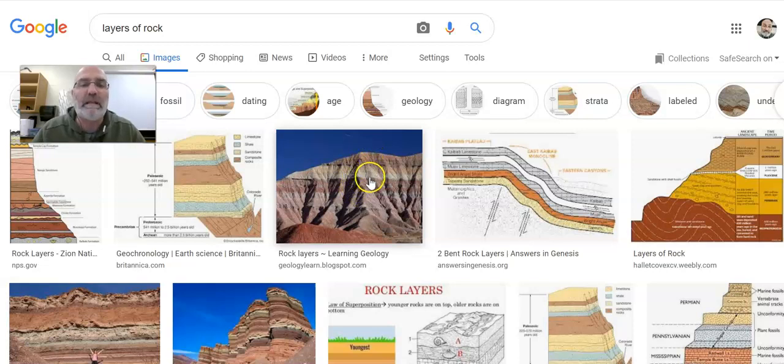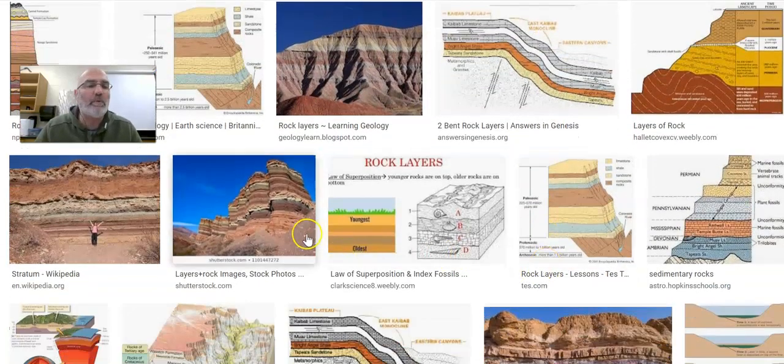So as we dig into a layer of rock and find fossils, one of the things that we would like to know is, how old is that rock? Because if we can determine how old a rock layer is, then we can also determine how old the individual fossils are within that rock layer. And that becomes really important to us as we're studying the Earth.